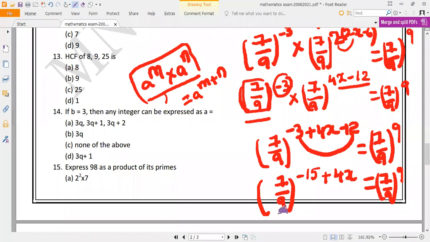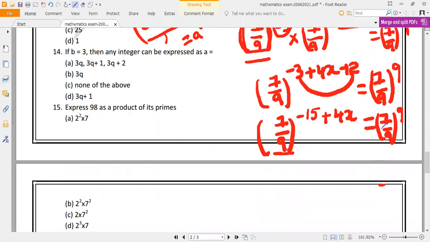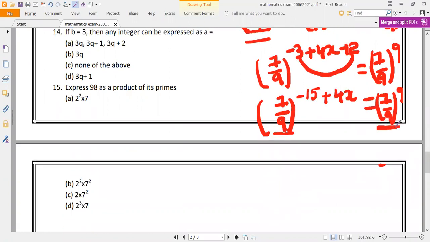See here, bases are equal. Bases are equal, so equating the powers. Do you understand? Any doubt? Have you understood this one? Akshaya? Yes, sir. Now you do it. So minus 15, bases are equal, then equating the powers. Minus 15 plus 4x equal to 9.